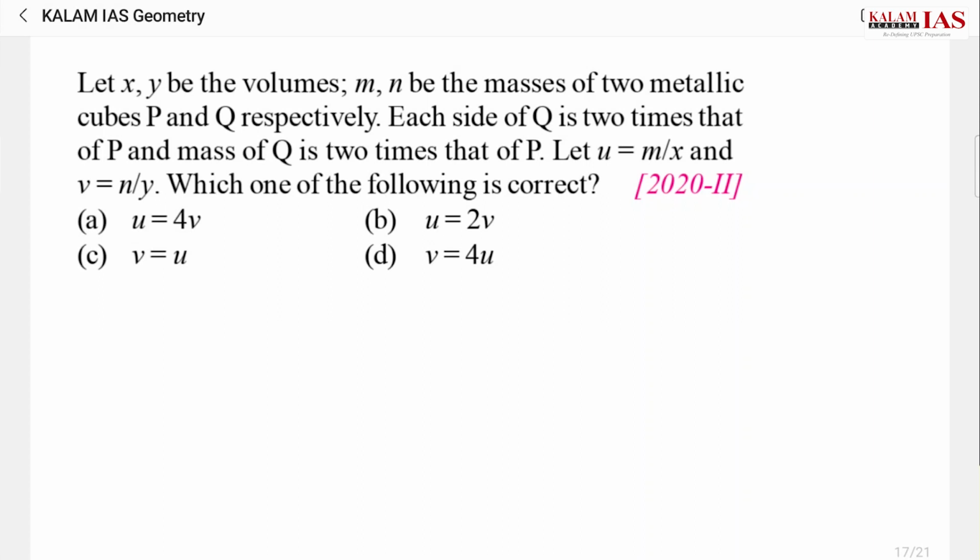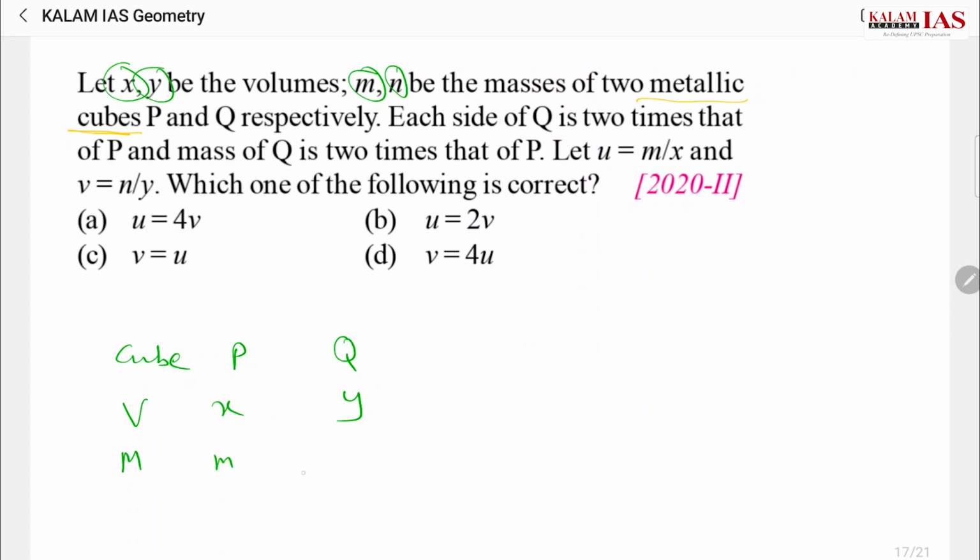In this question, it is given there are two metallic cubes, not balls, which have volumes x and y, and m and n are the masses. So, there is a cube P and cube Q. Volume is x and y, and mass is m and n.